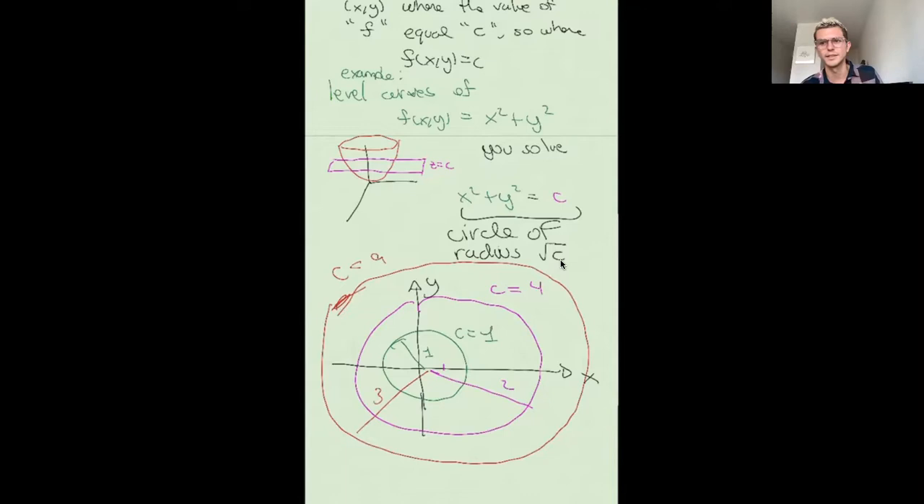Is that making sense? So again, if you thought of this as a radar on a game, this means if you move on this circle of radius 3, the value of the function that you measure is 9. If you move on this circle of radius 2, you measure value 4. And if you move on this circle of radius 1, you measure value 1, okay? Is that making sense?